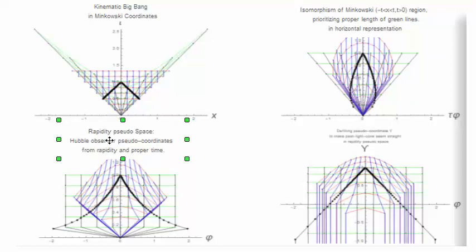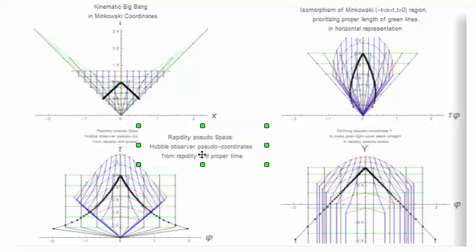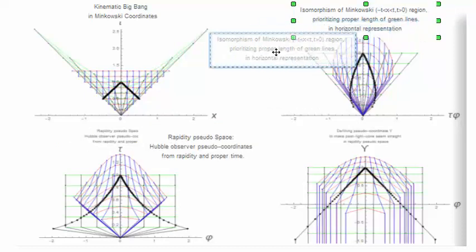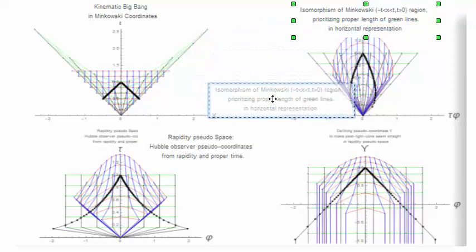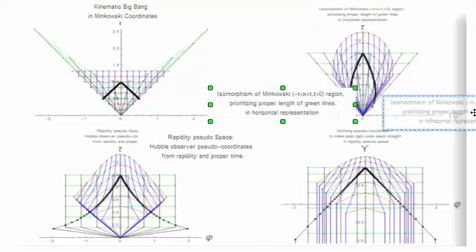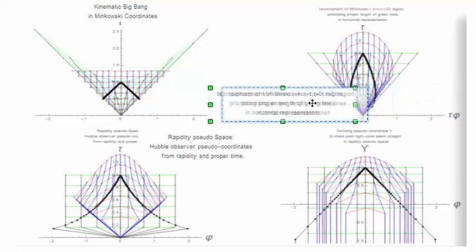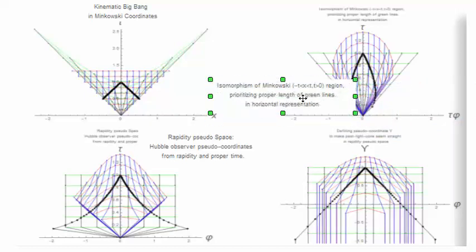Here I have something called rapidity pseudospace. These are the Hubble observer pseudo coordinates from rapidity and proper time. I think I should uncover that tau in both situations. I'll put that here to label that. I can't fit it over there, so I gotta put it here. We'll use symmetry there. Anyway, this is the isomorphism. So this is tau phi. Here we've got tau and phi.